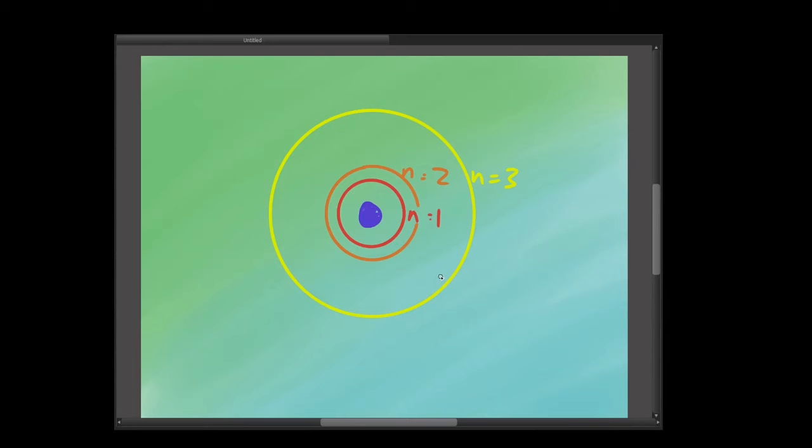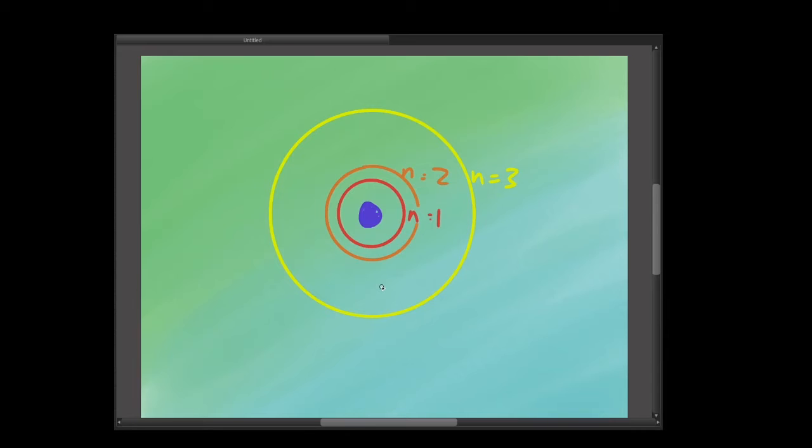Here is a generalization for electron shells. The greater the value of n for the shell, the farther it is from the nucleus, and the higher is the maximum number of electrons it can contain. Now that we've learned about electron shells, let's put this information to use.